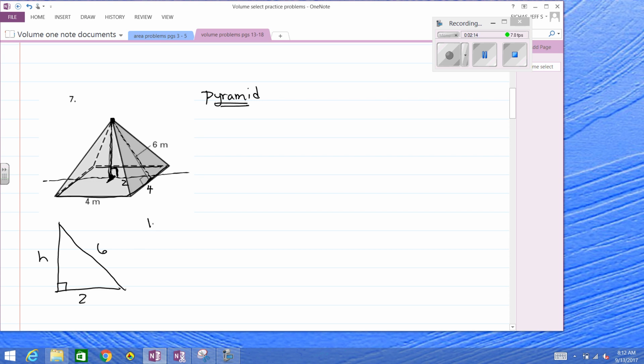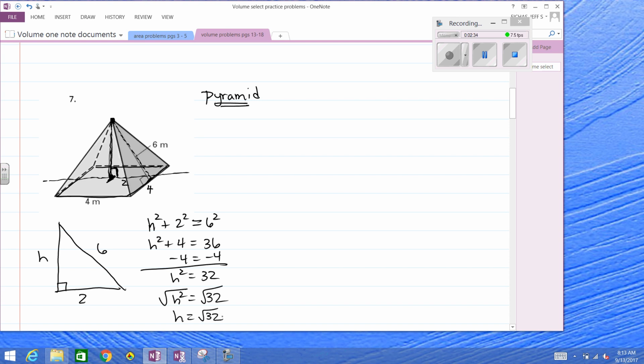We'll need the Pythagorean Theorem to find h. Okay, and this is how we'll do this problem. So this is just some algebra. All right, you can go ahead and leave it as square root of 32 rather than round and make some mistakes.